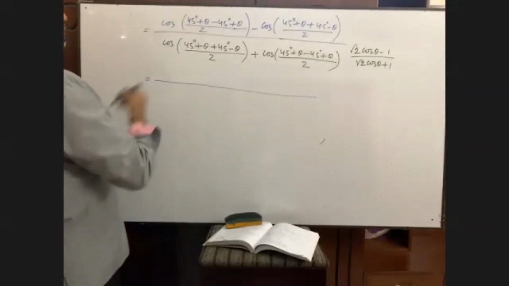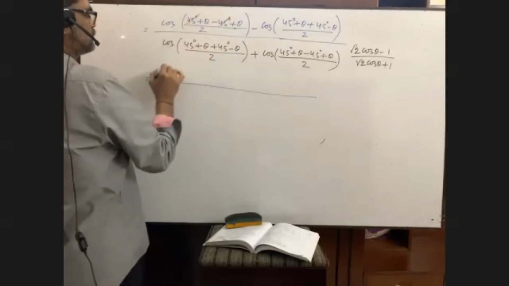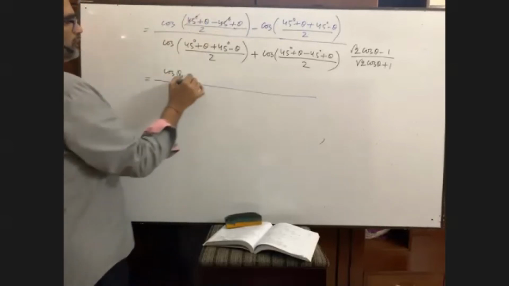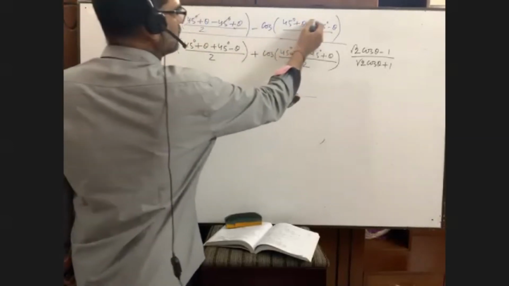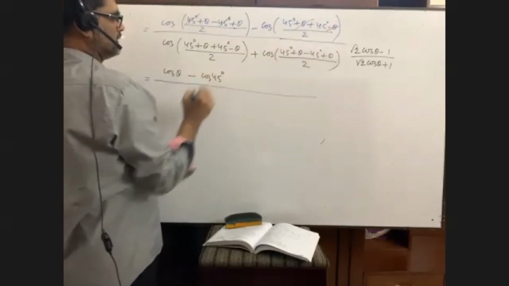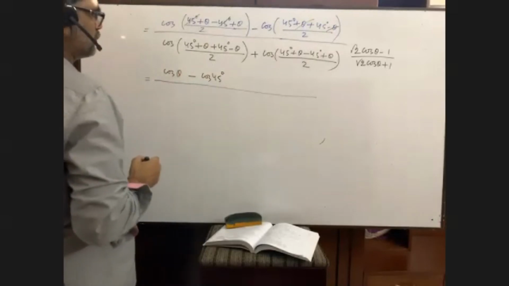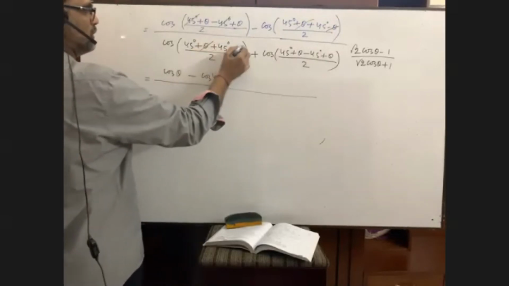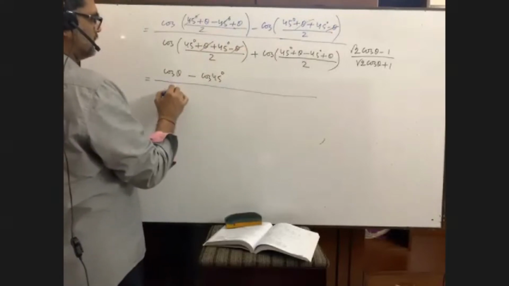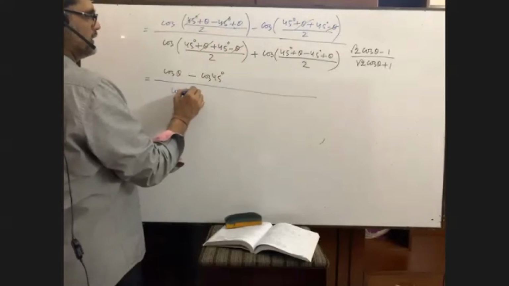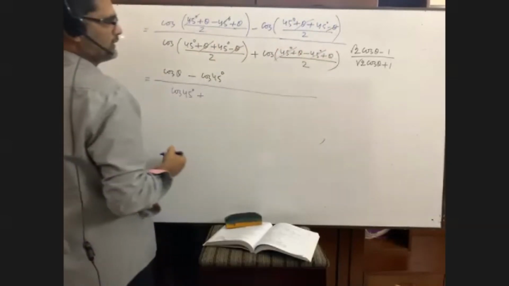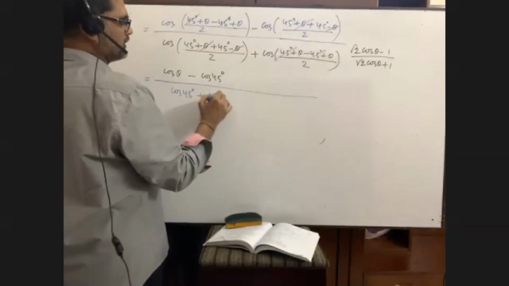There is cos theta, 45 will be omitted, so we will be left with cos theta because 2 theta by 2 equals to theta. Minus here theta will be omitted, we will get cos 45 degree. And here in the denominator we will again, theta will be omitted and we will be left with cos 45 degree plus here in this math 45 will be omitted, so we will be left with cos theta.